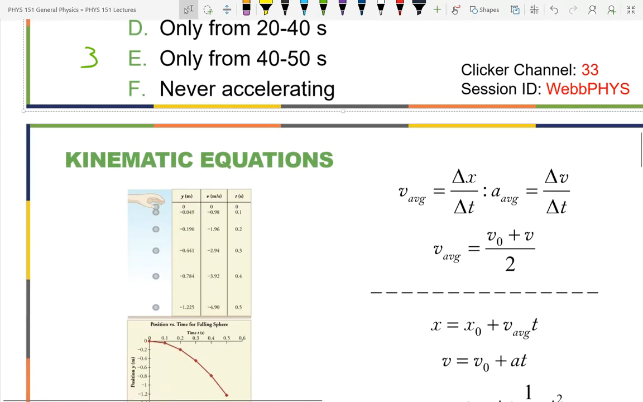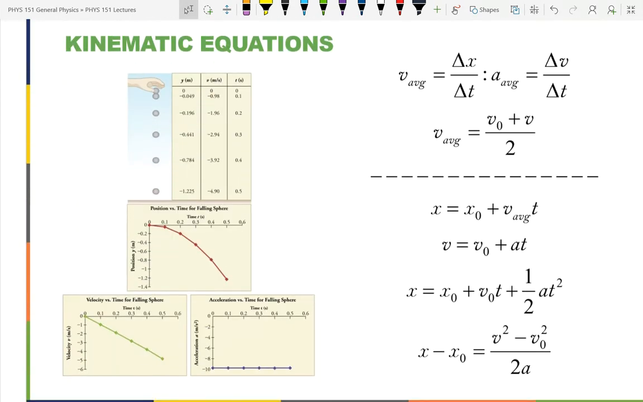Back to kinematic equations, the things we need to do the homework problems today. The kinematic equations, I didn't have time to get very far into them at all last class period. Now we'll get into them and how to solve problems. So we start with the kinematic equations. Kinematic means motion. Kinematic are the equations that describe motion.